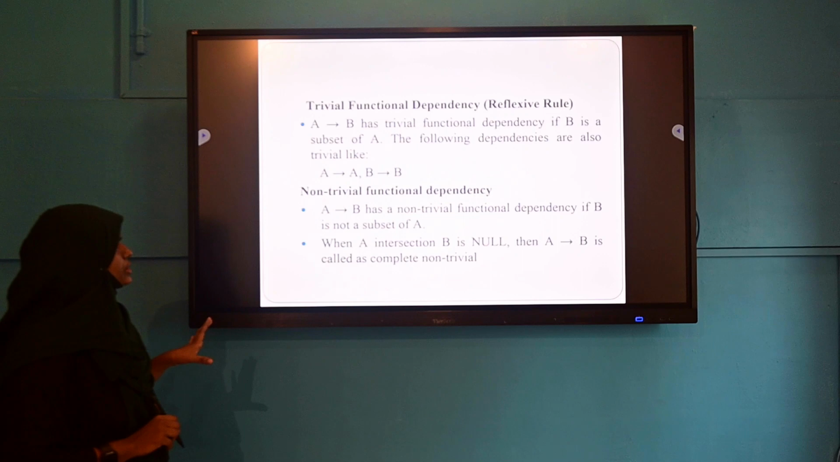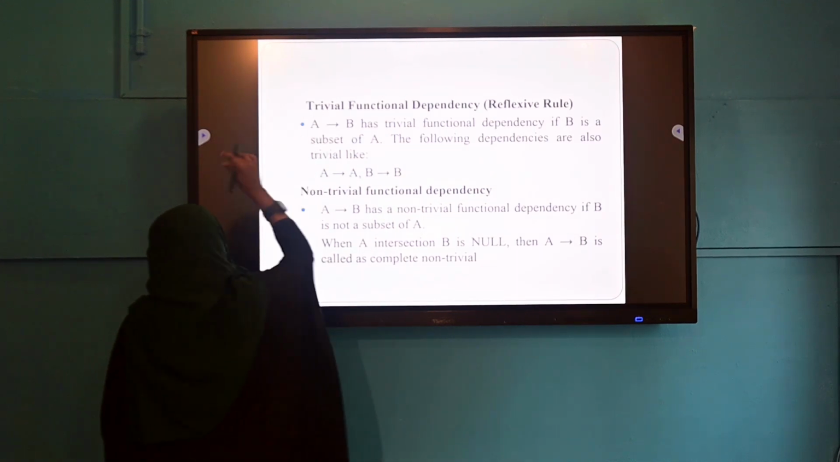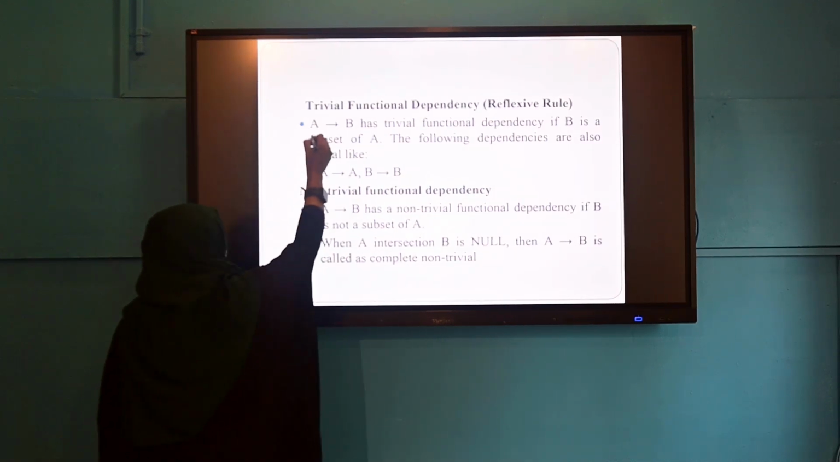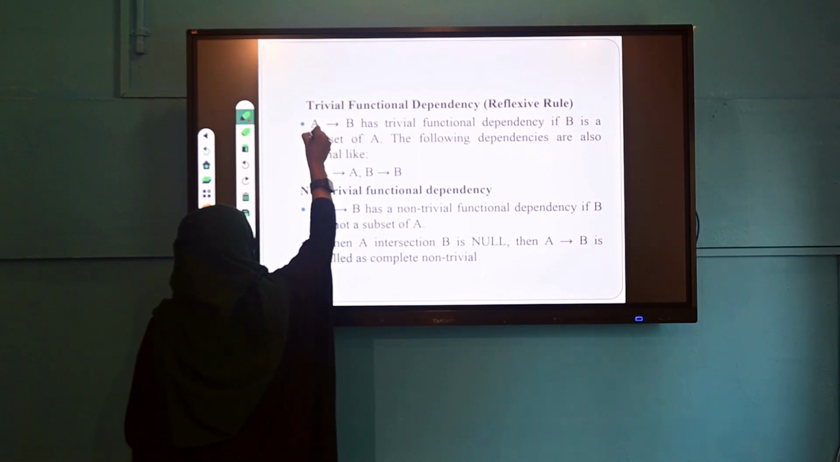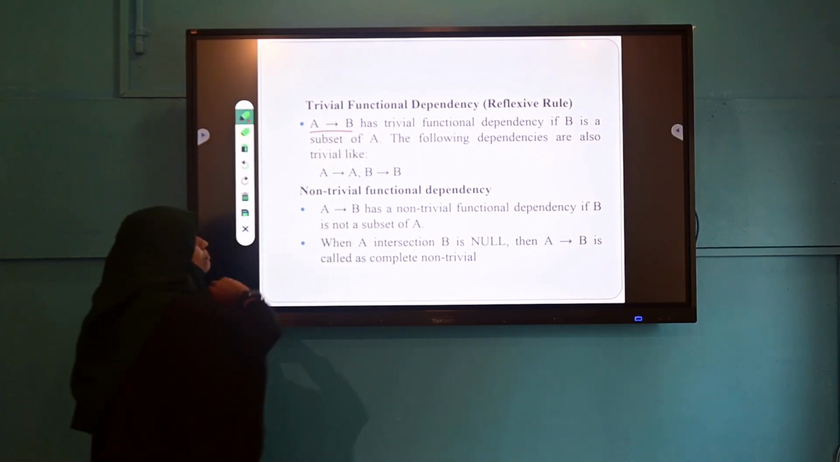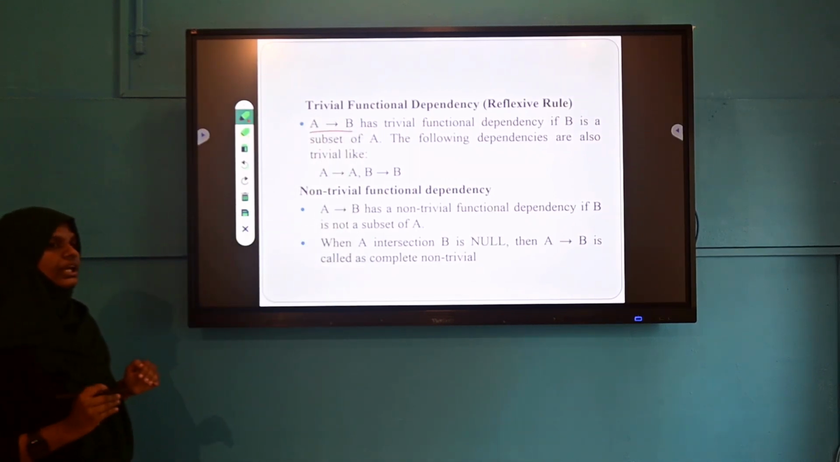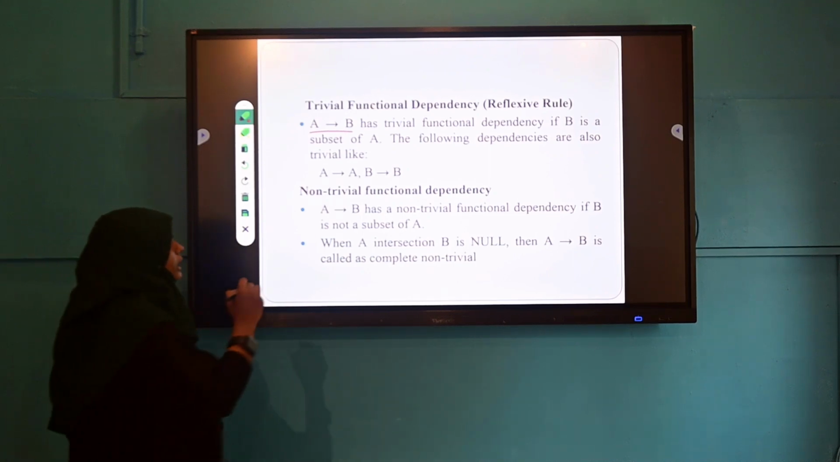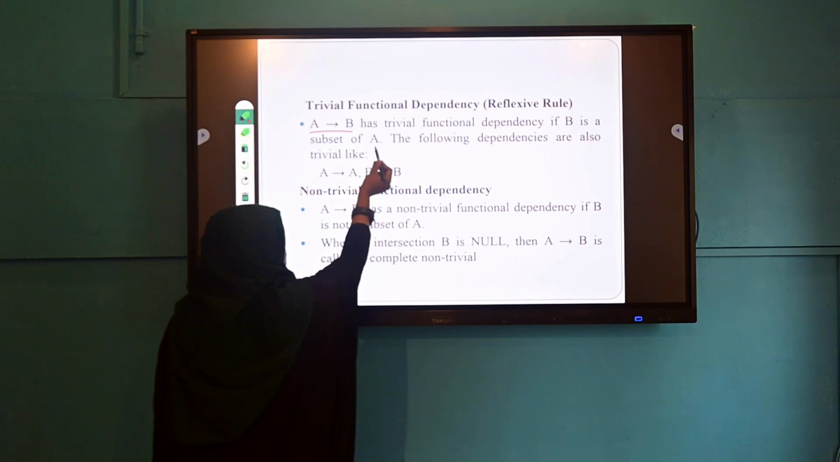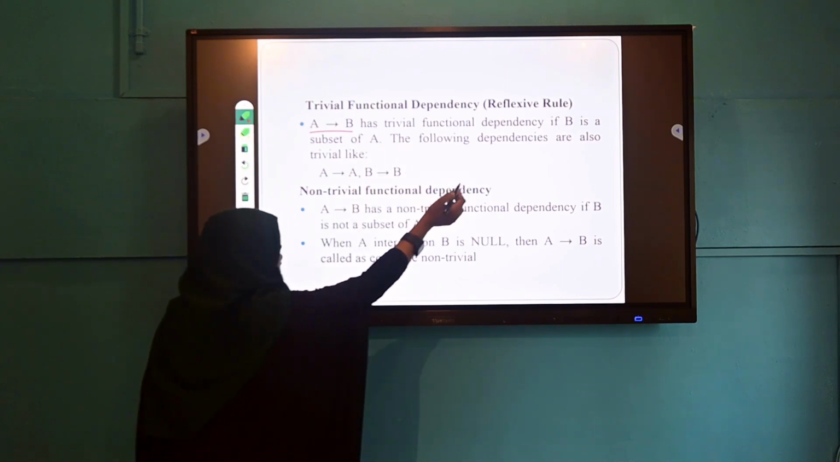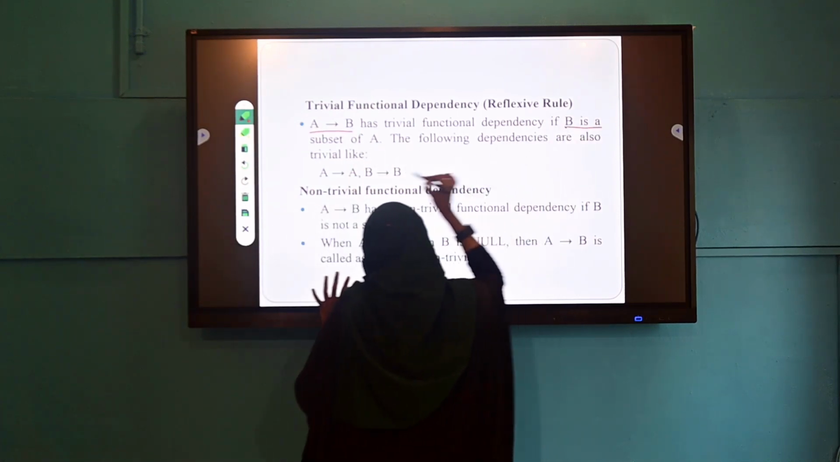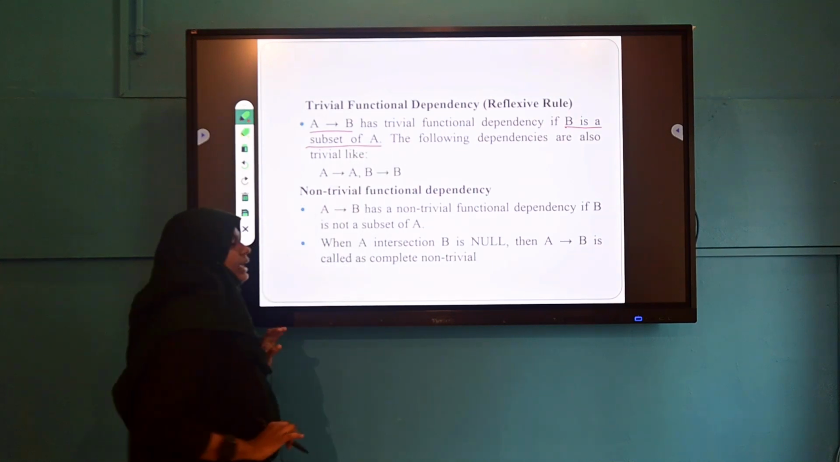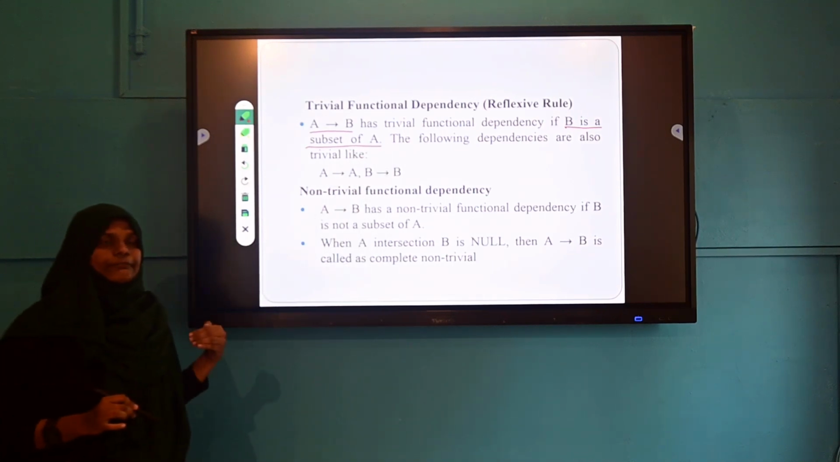Here for a functional dependency, A functionally determines B is said to be trivial if B is a subset of A. Okay, A determines B has a trivial functional dependency if B is a subset of A. Same as the reflexive rule.